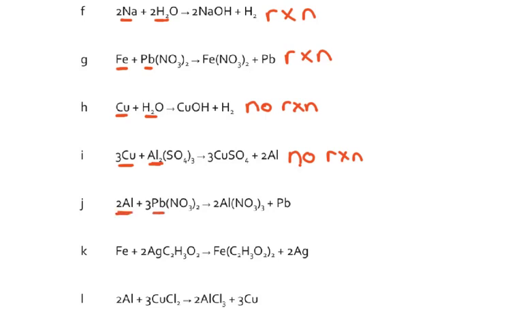J, aluminum would have to be above lead, which it is, so this reaction happens. K, iron would have to be above silver, which it is, so this reaction will happen. And L, aluminum would have to be above copper, which it is, so this final reaction will also happen.